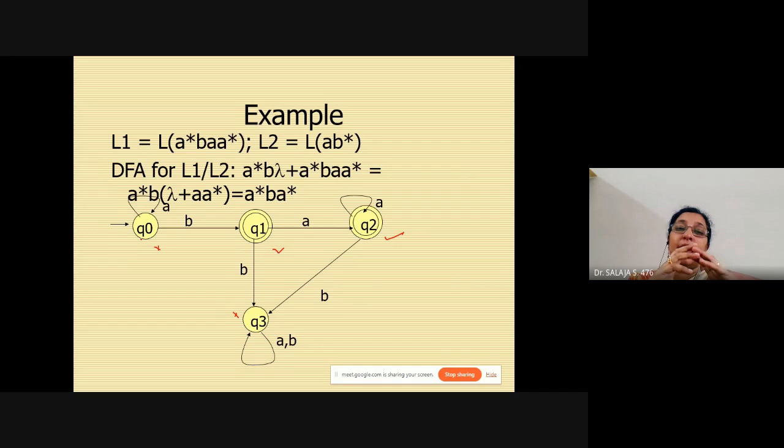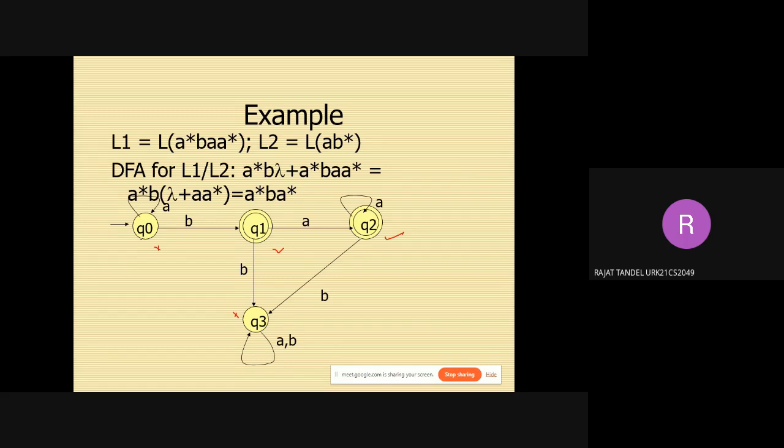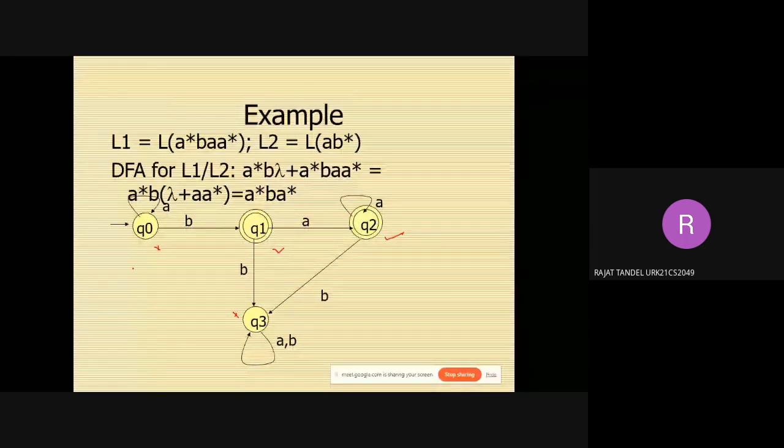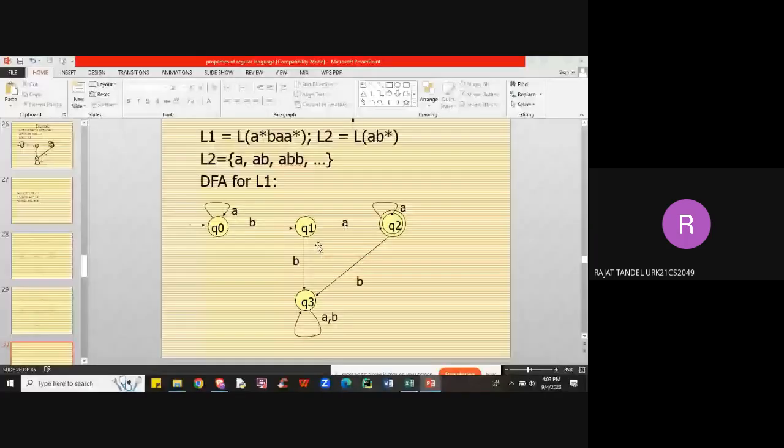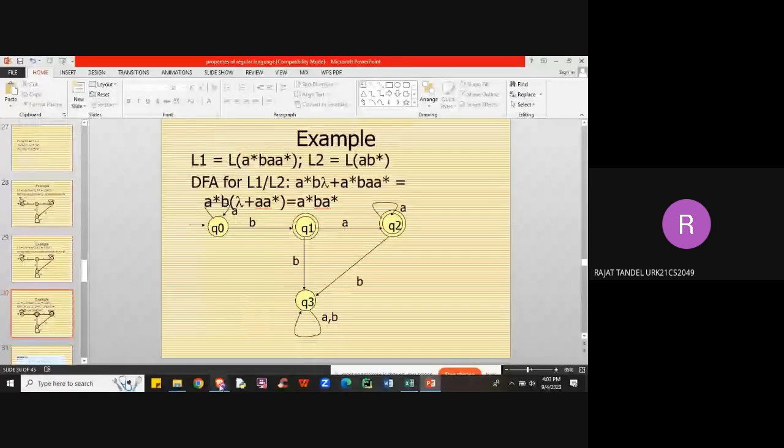Okay, we have drawn the diagram for L1. We have populated the strings, and Q1 and Q2 are final states. So those two are considered. That is what we have done here. One second.